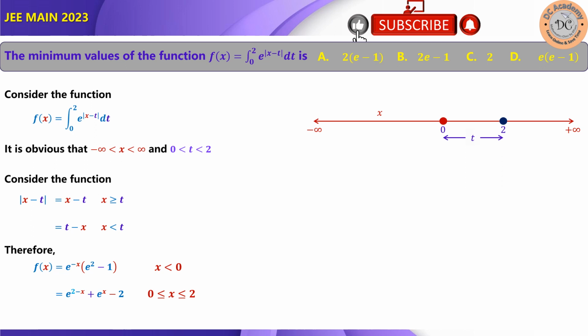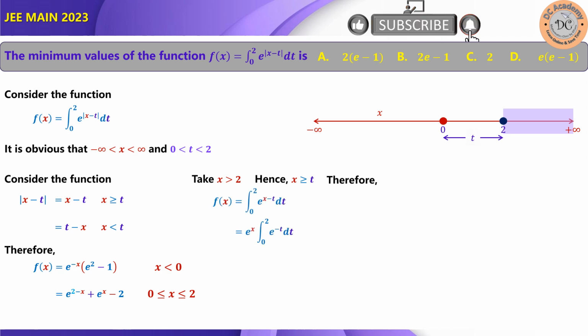Now take the third case, that x is greater than 2. When is x greater than 2? It is obvious that x is greater than or equal to t as well. So therefore our f(x) will be the integral from 0 to 2 of e^(x-t) dt.